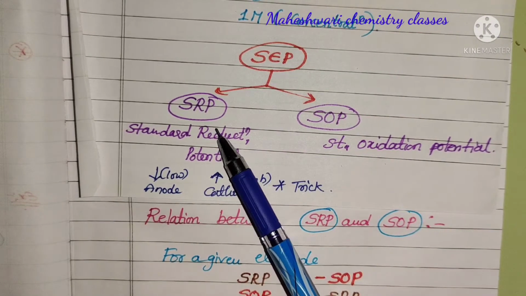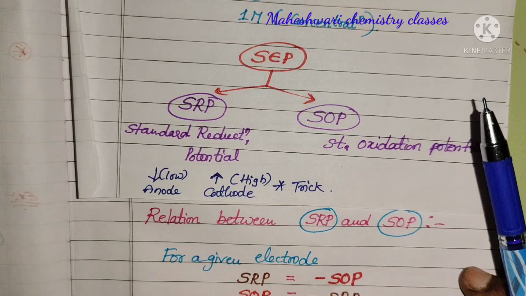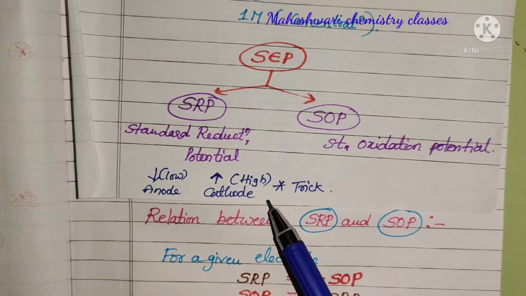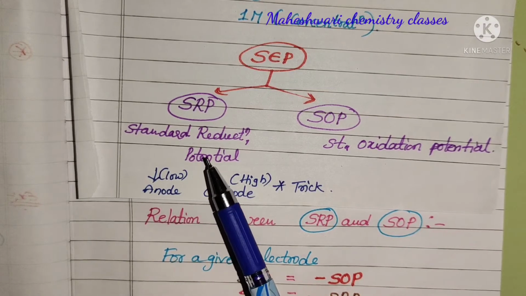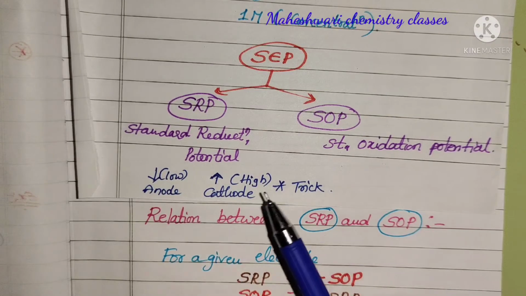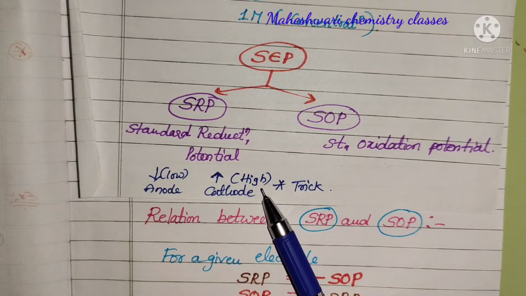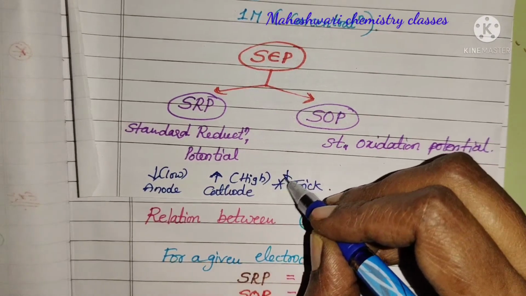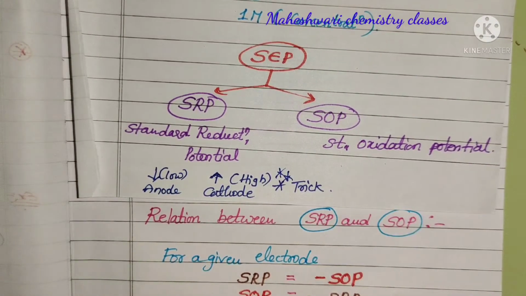Based on this SRP we can easily find out whether it is anode or cathode. The electrode whose SRP is low is the anode. The electrode whose SRP is high is the cathode. This is a very important trick to solve problems.